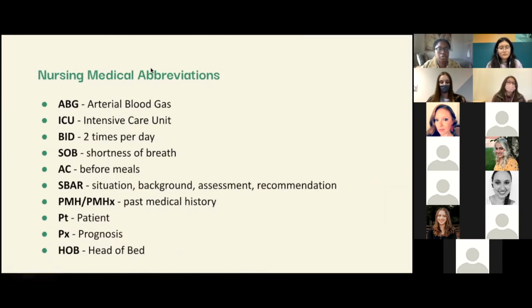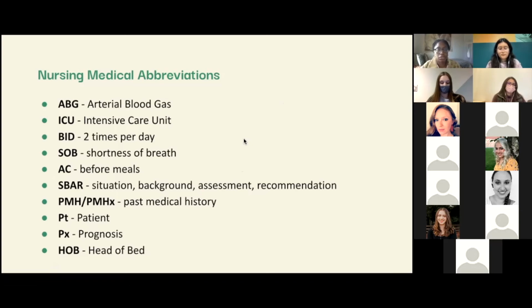And here are some more nursing medical abbreviations. ABG, arterial blood gas, ICU intensive care unit. Pretty sure we all know what that is. BID or BID 2 times per day, shortness of breath for SOB. AC is before meals. SBAR, situation background assessment and recommendation, which is an important form for interprofessional education and communication.